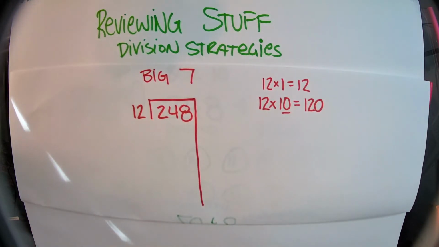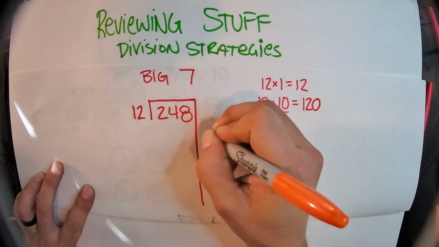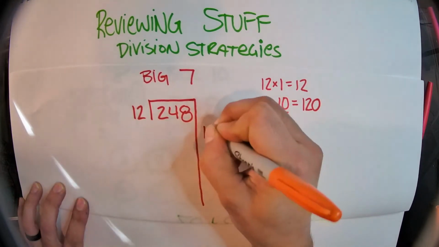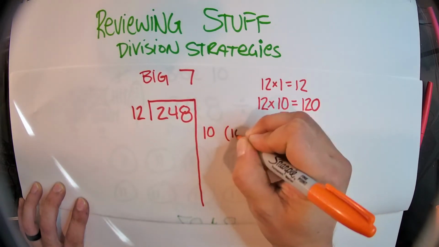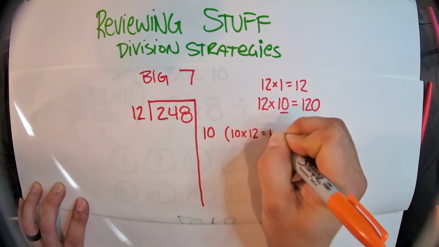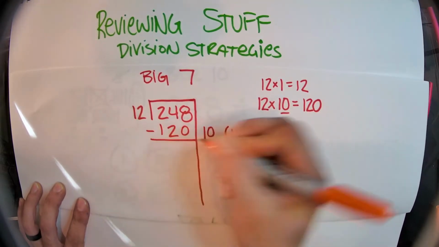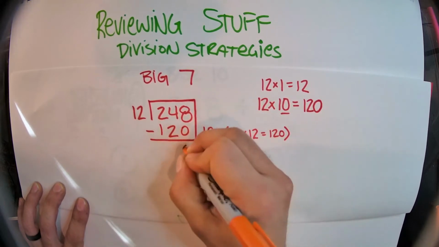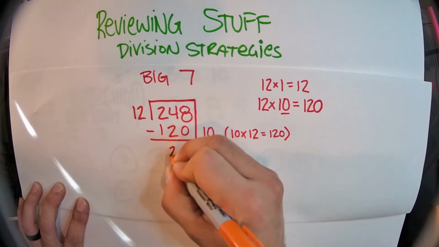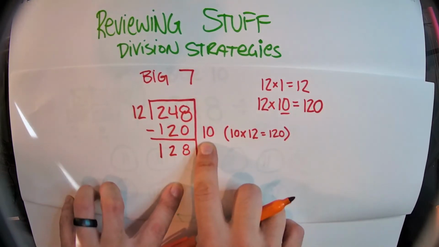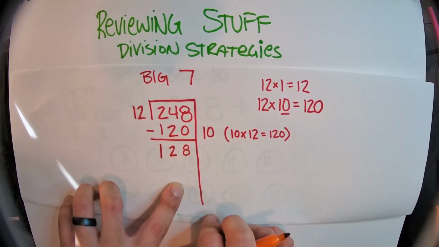So could we remove 10 groups of 12? Let's try that. What I mean by removing 10 groups of 12 is 10 times 12 equals 120. So the first thing we're doing is subtracting 120. Get rid of it. 8 minus 0 is 8. 4 minus 2 is 2. 2 minus 1 is 1. So now we've gotten rid of 10 groups of 12, and we still have 128.